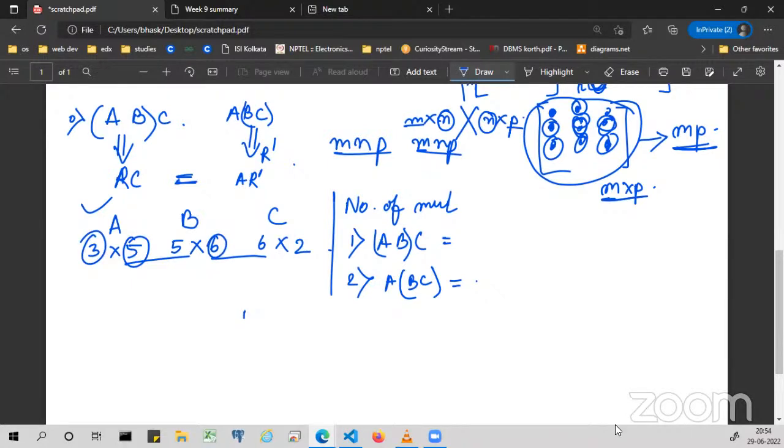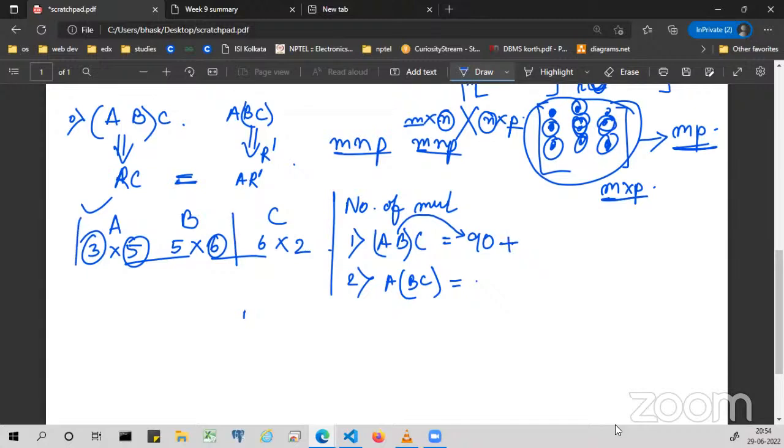So if I do AB first, I would multiply A and B matrices together. So it should be 5 times 6 is 30, into 3, 90. Correct? 90 multiplications I am doing. I have only multiplied A and B together. C is not yet multiplied. So that sum is 90.